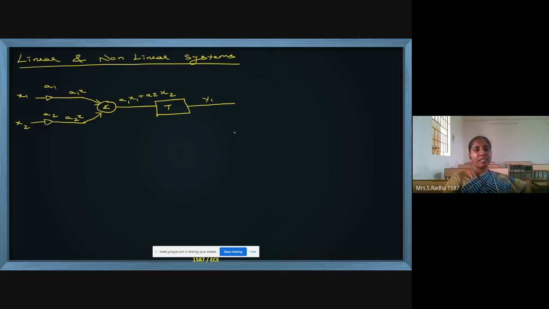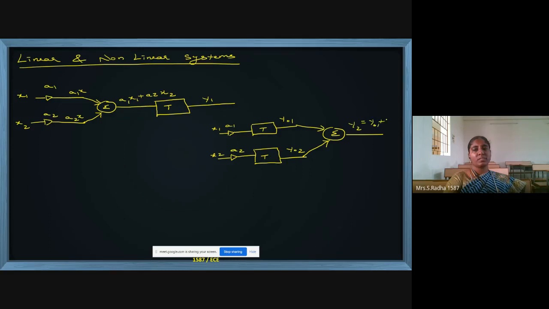In the other case, I will take x1 input, multiply with a1. I will take x2 input, multiply with a2. Then I will apply the transform, Laplace transform, Fourier transform, like that. The outputs, let them be y01 and y02. Now I will just add them, and the output is nothing but y2, which is y01 plus y02.